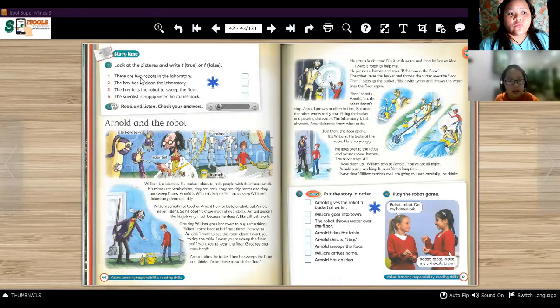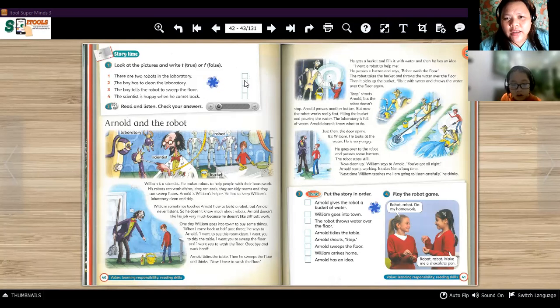There are two robots in the laboratory. Correct. In the laboratory, are there three robots? I mean, are there two robots in the laboratory? Is it true or false? Can you write there? It's false. Yes, it's false. So it's letter? Yes, F.